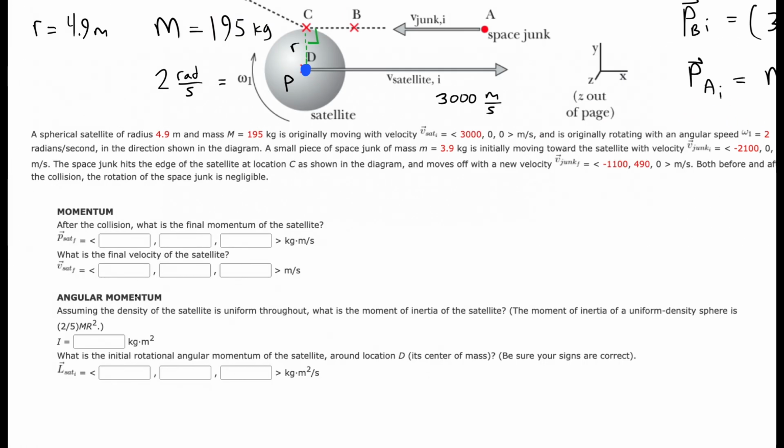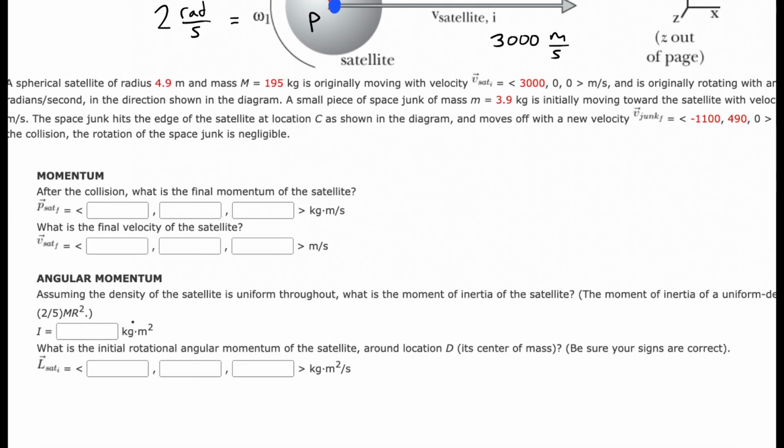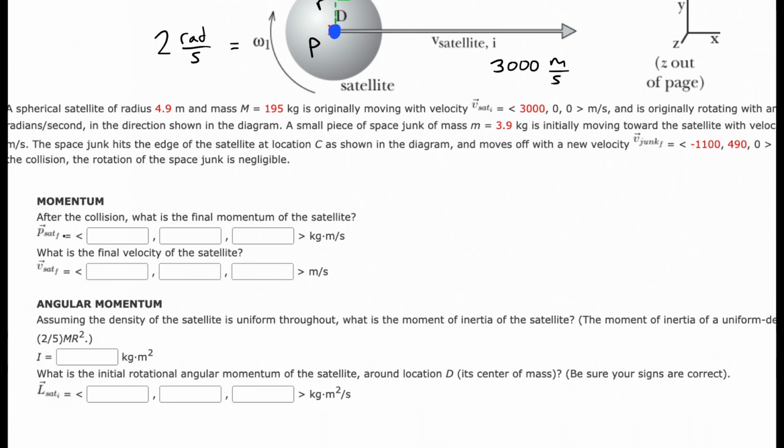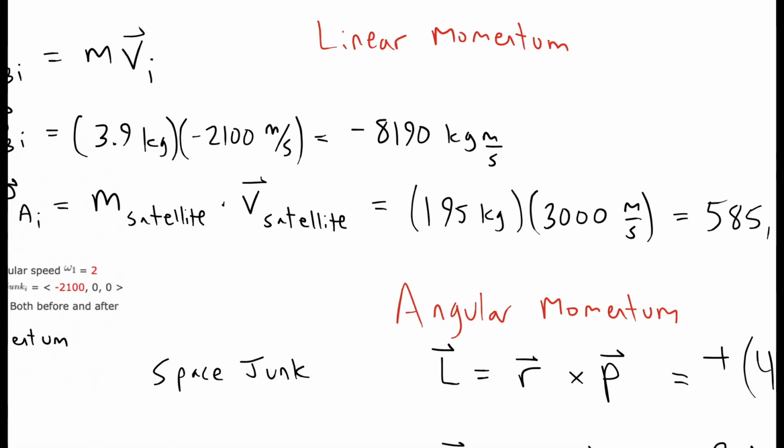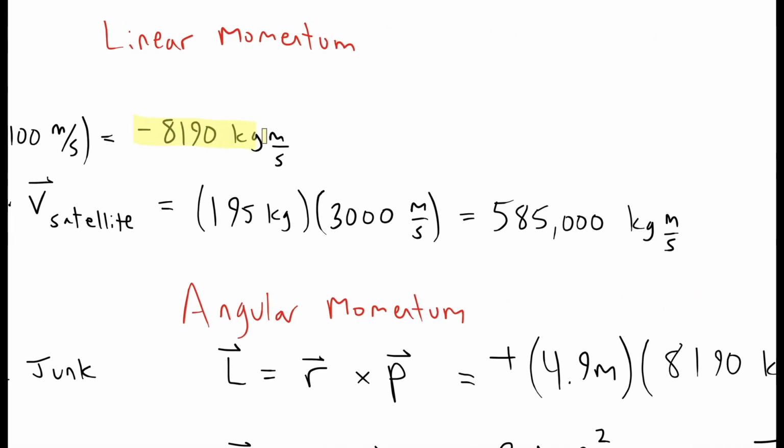They ask us in the question to analyze both momentum and angular momentum. So they want us to find the final linear momentum of that satellite. So we have to have conservation of linear momentum. Let's take into account all the momentums that were present at the start, before the collision. The junk was moving with 8190. The satellite was moving with this much momentum. That's going to be the sum of our initial momentum if we add the two together.